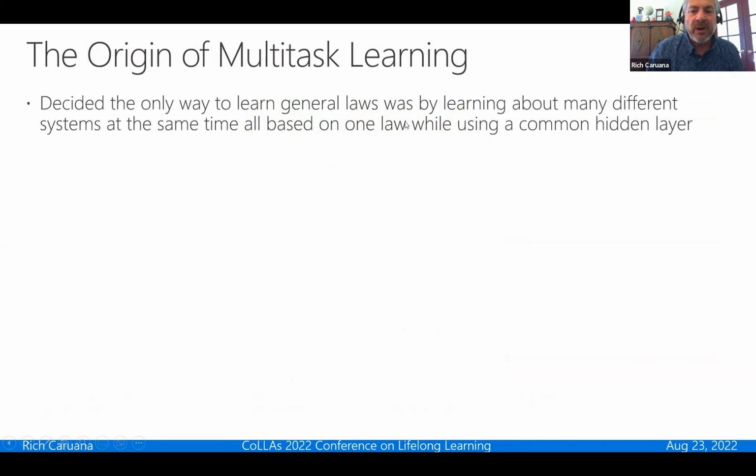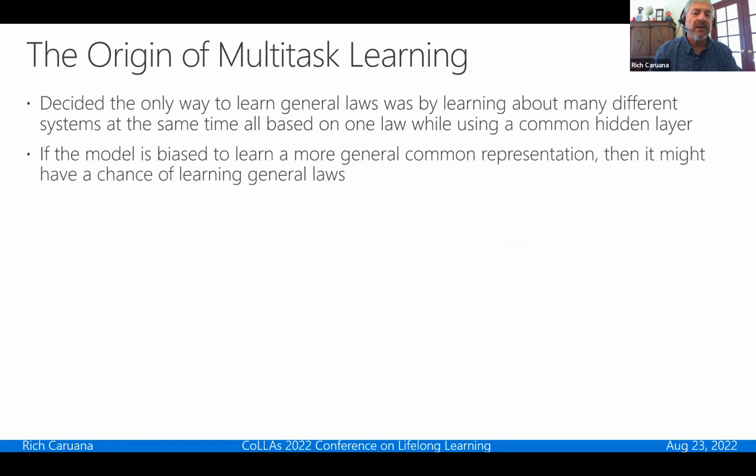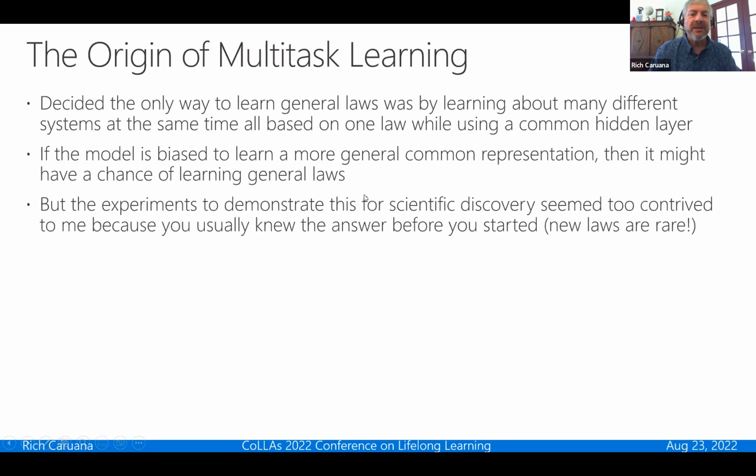So I decided the only way to learn general laws was by learning about many different systems that all shared, let's say, the same physics using a common hidden layer. And if the model's biased to share this representation, then it might learn something that's general. But all the experiments I could think of for doing this were very contrived because I already knew the answer. I already knew about gravity and Kepler's laws and things like that. And, you know, it's hard to set your sights on having to learn a new law to succeed in your thesis. New physical laws are not that easy to come by. So I decided this was very, very difficult.